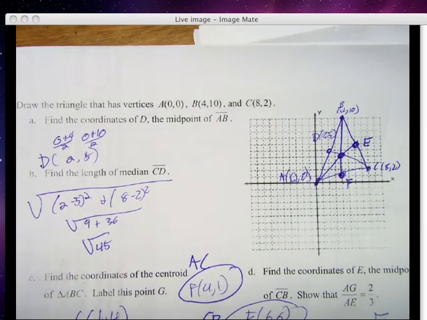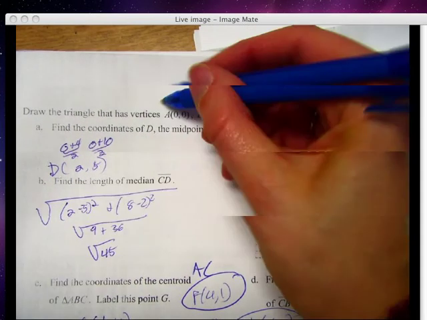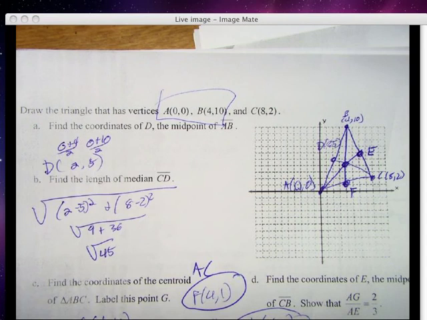So we plotted our points. And we found out D, we're going to use the midpoint formula. So we did x1, which is 0, plus x2, which is 4, over 2, and got 2. Then we did y1, which is 0, plus y2, which is 10, divided by 2. Do you see I just used A, B right up here? Plugged them in. So I got 2, 5 is D, the midpoint of AB.